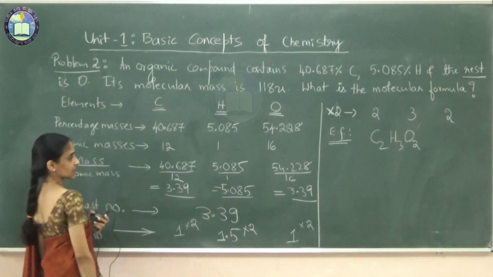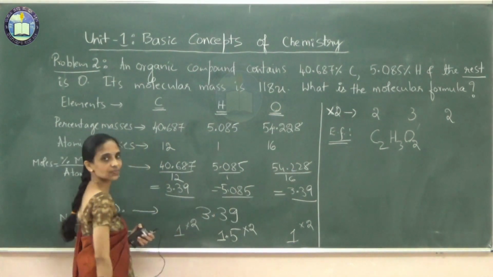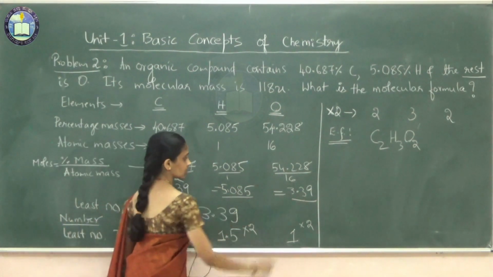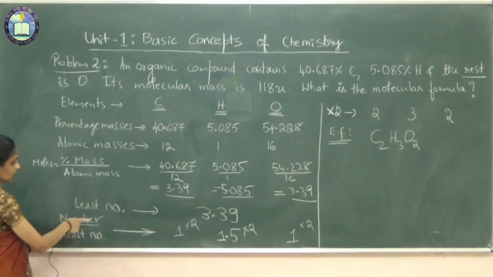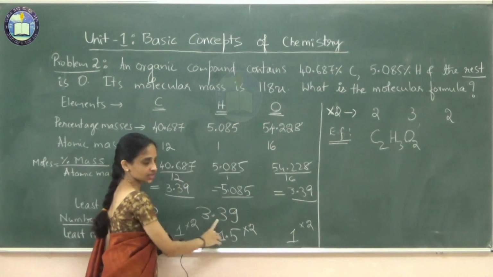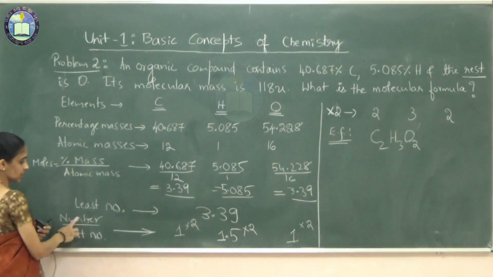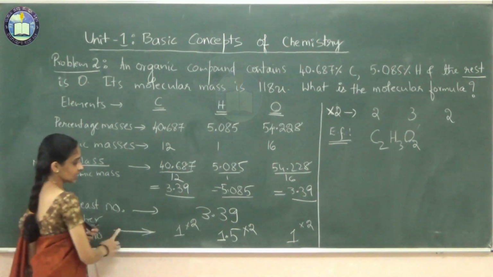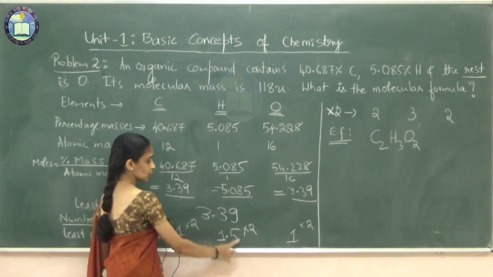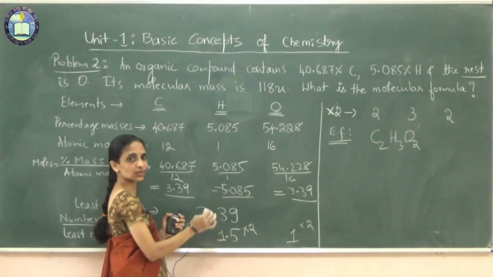Atomic masses are written. Percentage mass is divided by atomic mass, and you get moles. Pick up the least number of moles. Then divide each and every number by the least number. If you don't get an integer, you cannot round off the number to an integer.